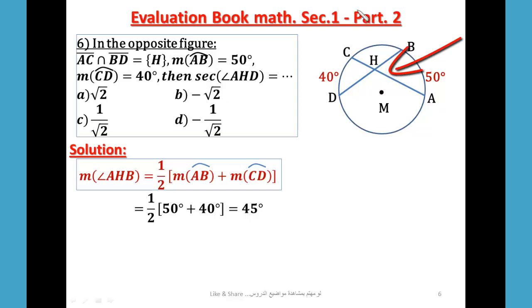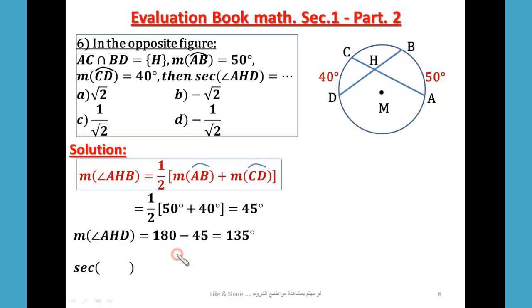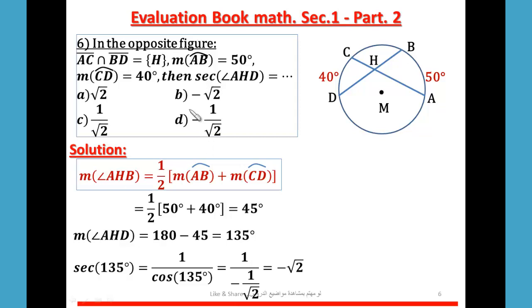But the required is to find the angle AHD, and angle AHD plus angle AHB both equal 180. So the measure of angle AHD equals 180 minus 45, which equals 135. So sec 135 equals 1 over cosine 135, which equals 1 over negative 1 over root 2, which equals negative root 2. And the solution is B, negative root 2.